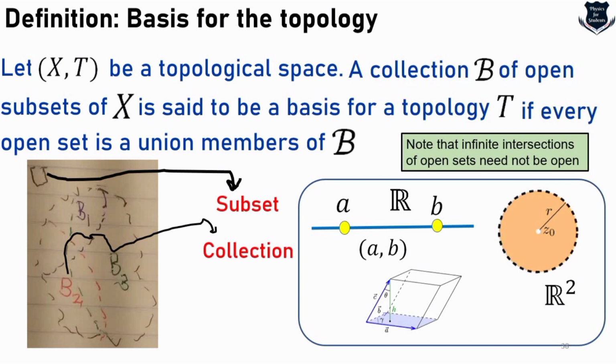So these are very quick and simple examples of how the open intervals are forming bases on R1, R2 and R3.